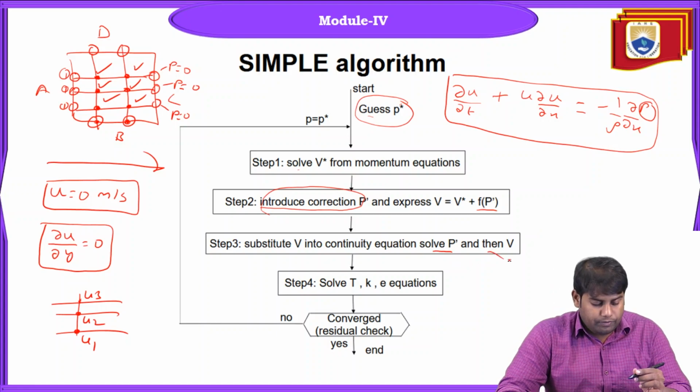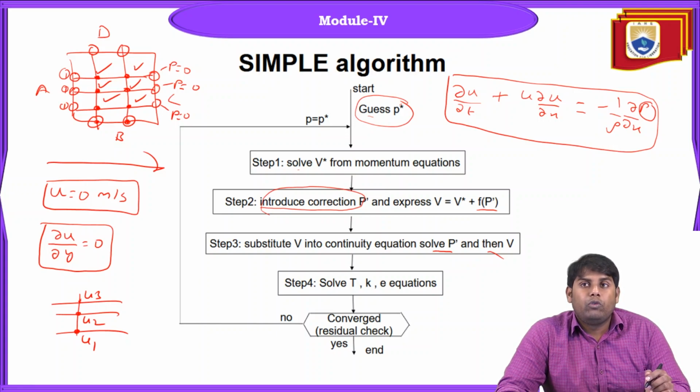Okay, so with this, whatever the guess value is, we can correct it actually. After applying some corrections, we are trying to improve the solution, or improve the accuracy. Then we will substitute them to solve the T temperature, K turbulent kinetic energy, and E internal energy equations. Okay, if it is converged, so basically a residue check.